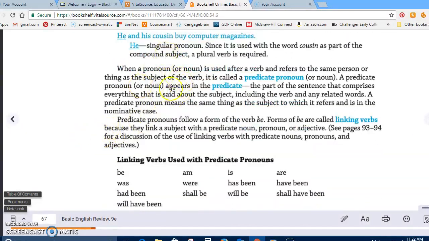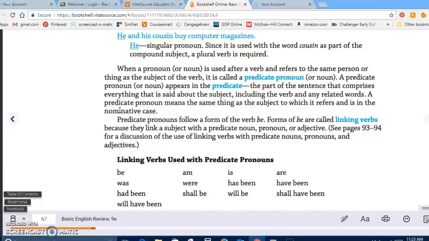It can also be used as a predicate pronoun. Remember, the predicate is what comes after the verb. So if it's on that end of the sentence, it's called a predicate pronoun. Linking verbs are also used here, and the linking verb is any form of the word be. So it's usually the am, is, are, was, and were. Those are your most common forms of be, but there are a few extras it shows here. And these are the linking verbs.